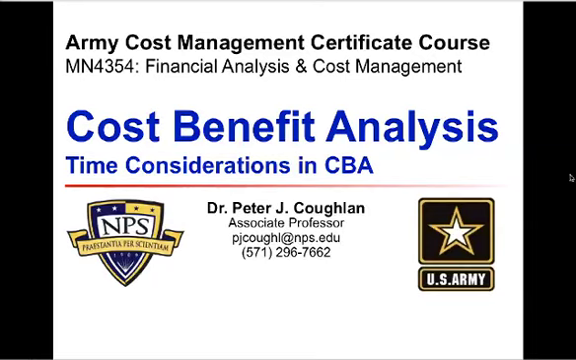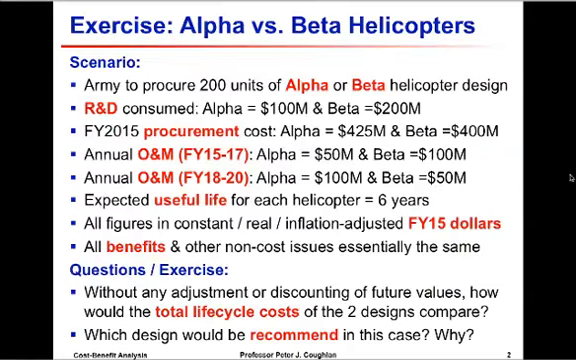Now, this topic we're doing is the time considerations in cost-benefit analysis. What happens when benefits accrue over time or costs are incurred over time? And the motivating example that I've given you is this exercise on alpha versus beta helicopters.